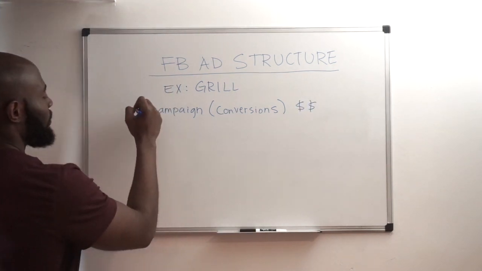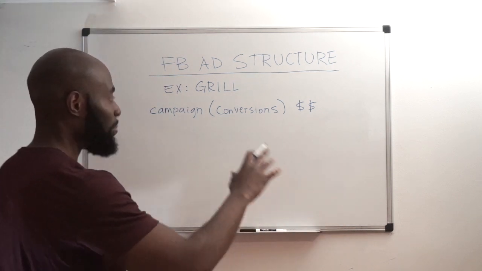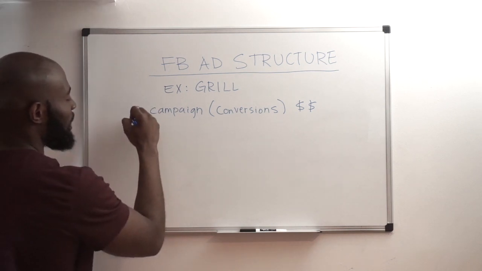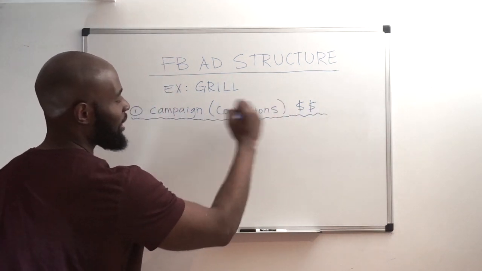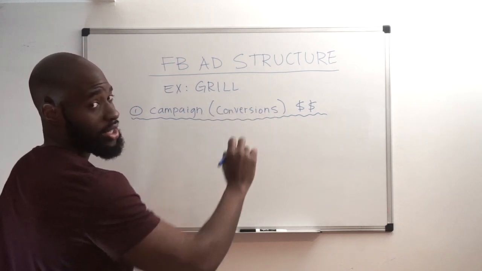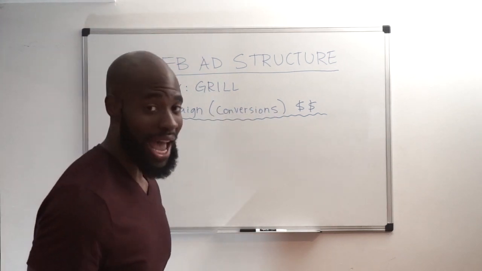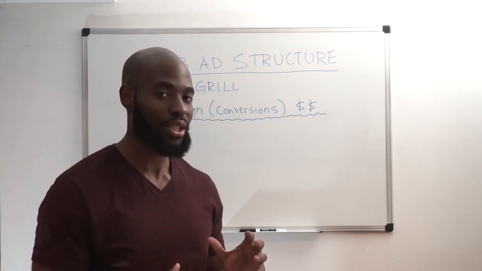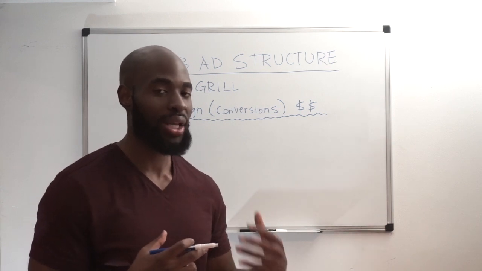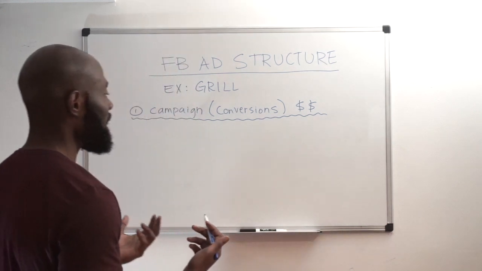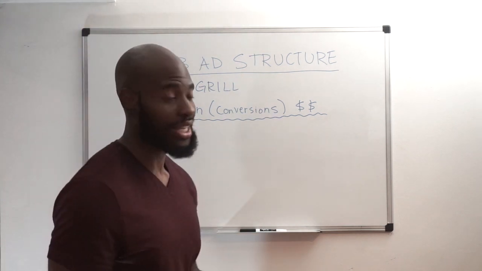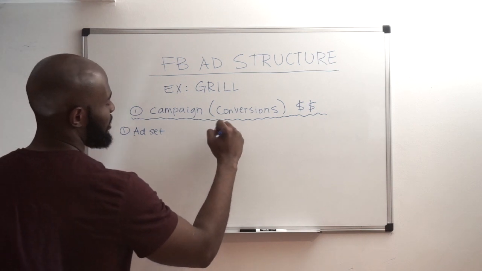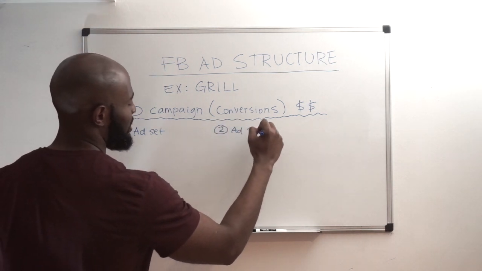Now, remember, you can have as many campaigns as you want, but for this particular campaign, we're talking about grills, all right? Now, within this campaign, which is set to conversions, that is our main objective, we can have as many ad sets as we want. And remember, the ad sets are what change your settings. So they control who sees what, they control your budget, all that kind of stuff. So let's say you can have like 3 different ad sets, right? Ad set 1, ad set 2, and ad set 3.